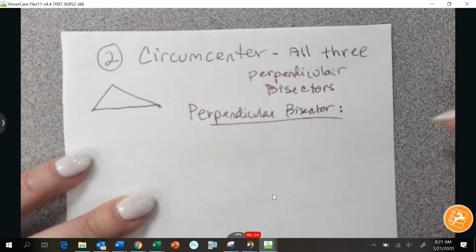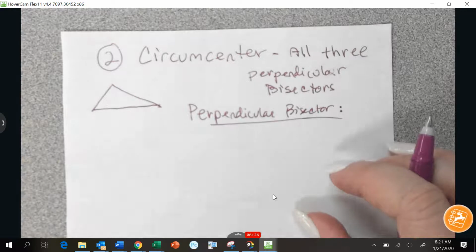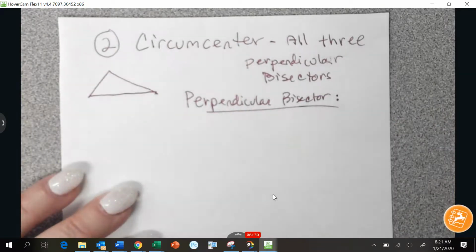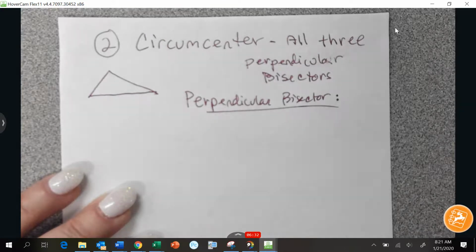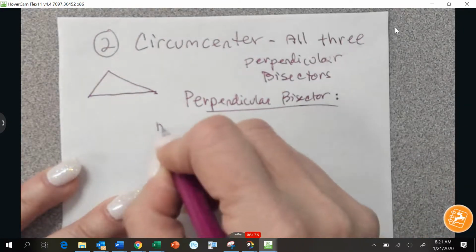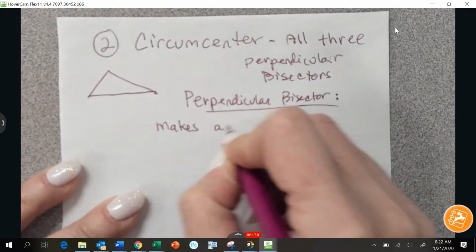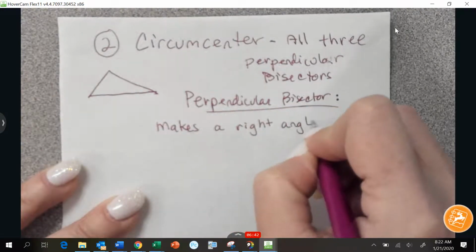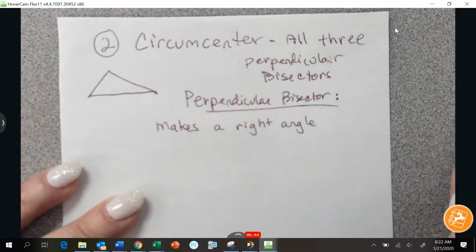What do we know about a perpendicular bisector? Denise. Okay. But where? At the midpoint.